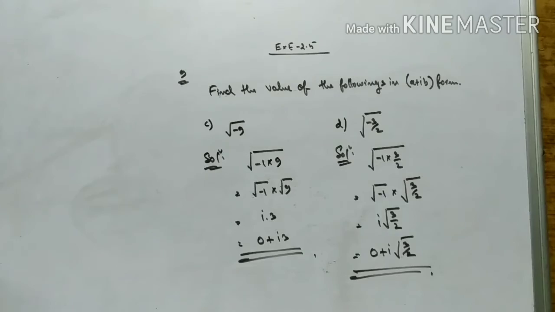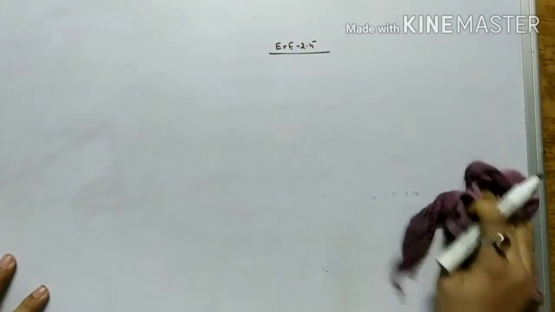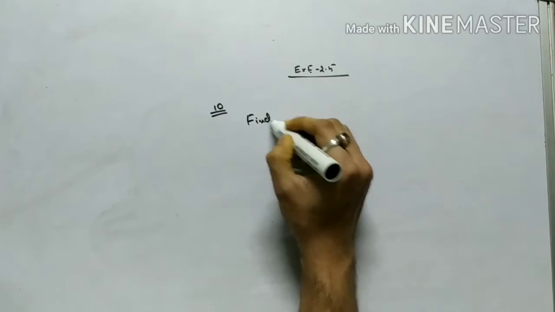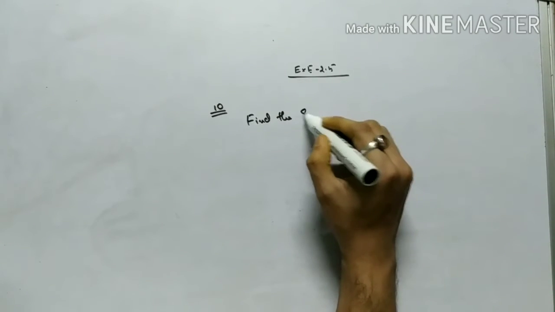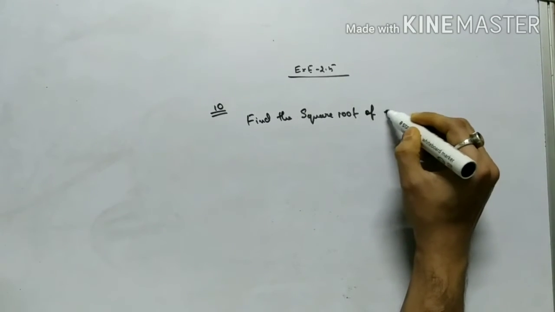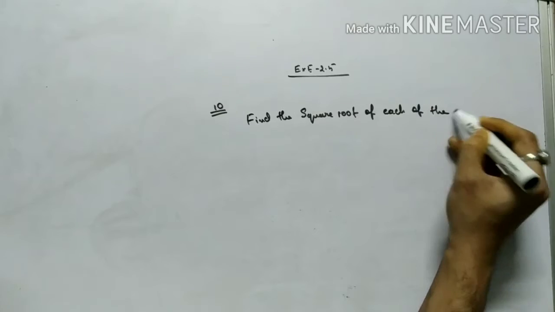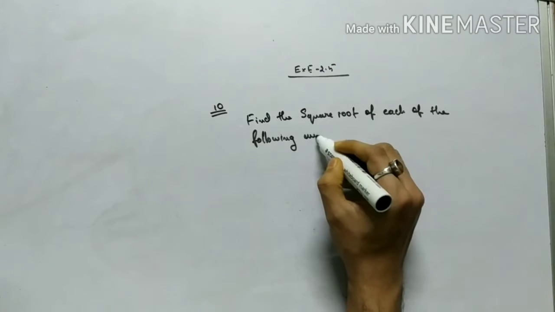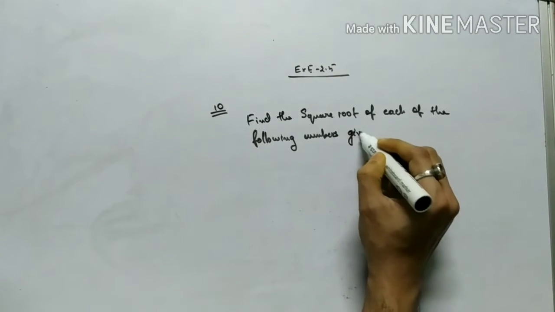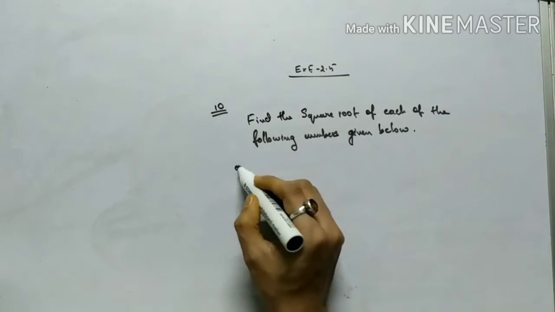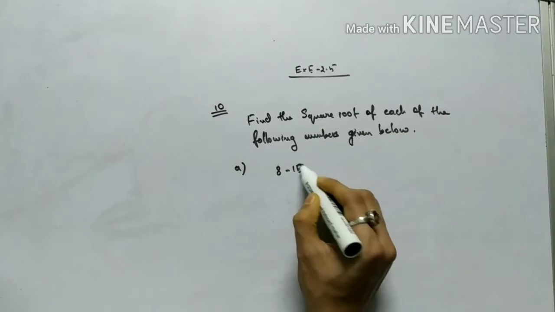Okay. Next you see, question number 10. Find the square root of each of the following numbers given below. 8 minus 15i.